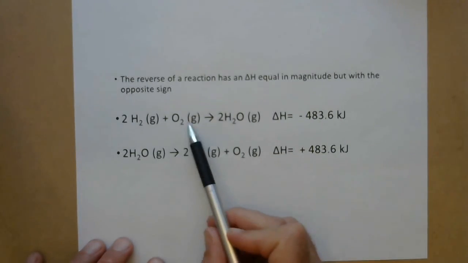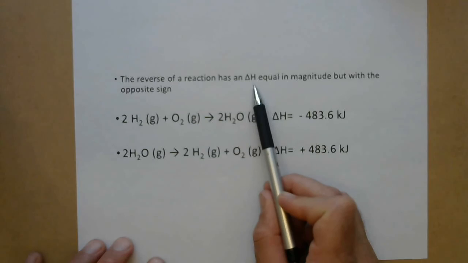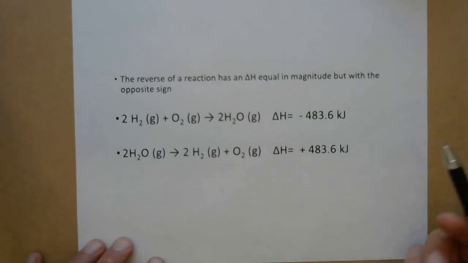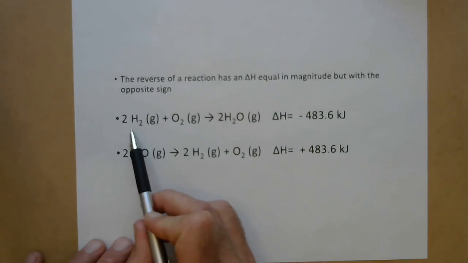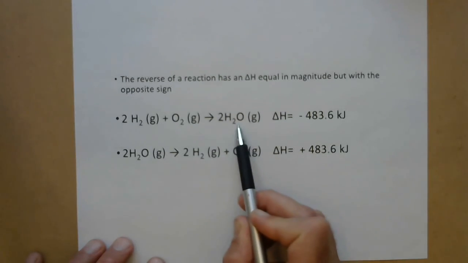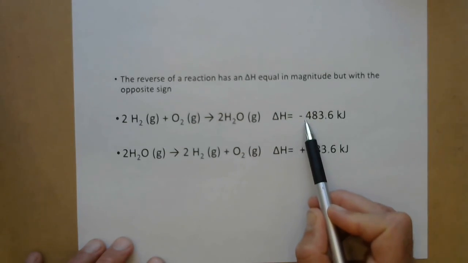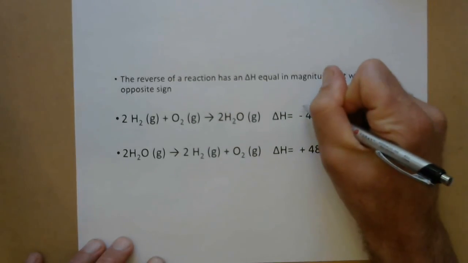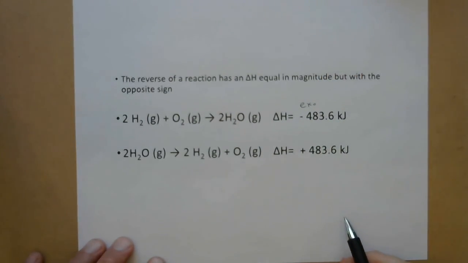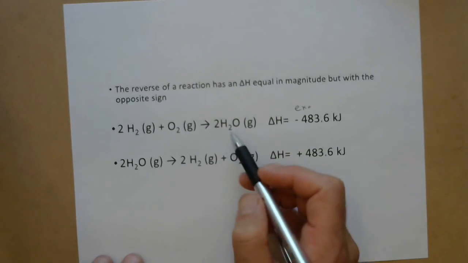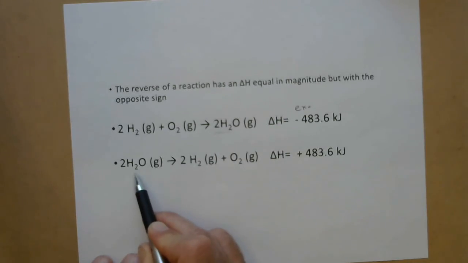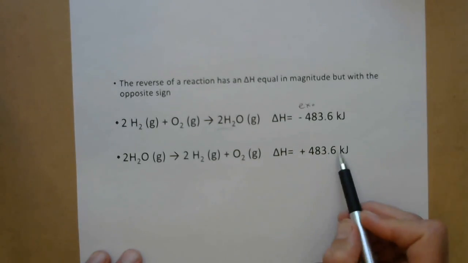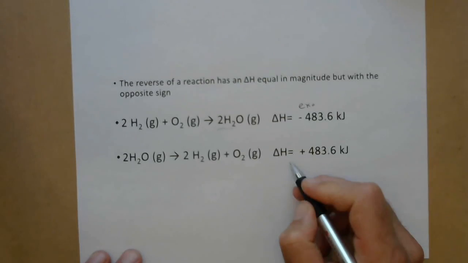Lastly, this is just an example of showing how if you reverse a reaction, the enthalpy change has the same value, same magnitude, but has the opposite sign. So here's our reaction again that we looked at earlier with hydrogen and oxygen making water, and negative 483.6 kilojoules of energy are released. So this is exothermic. And if we reverse this, so this is the same reaction, we just move the water over here, and we move the hydrogen and oxygen over to the right side, to the product side. You still have the same value, it's still the same change, but this is now endothermic.